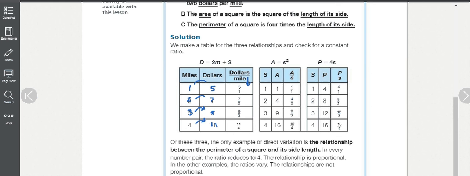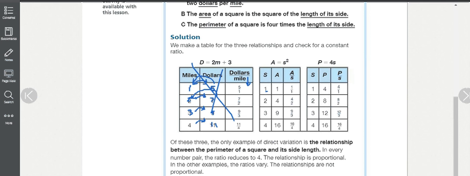Since these aren't all nice even numbers, it's probably easier just to do 5 divided by 1. Probably comes out, well, that's 5. And then just do 7 divided by 2. What decimal do you get? If it's not 5, then this is not a direct variation.